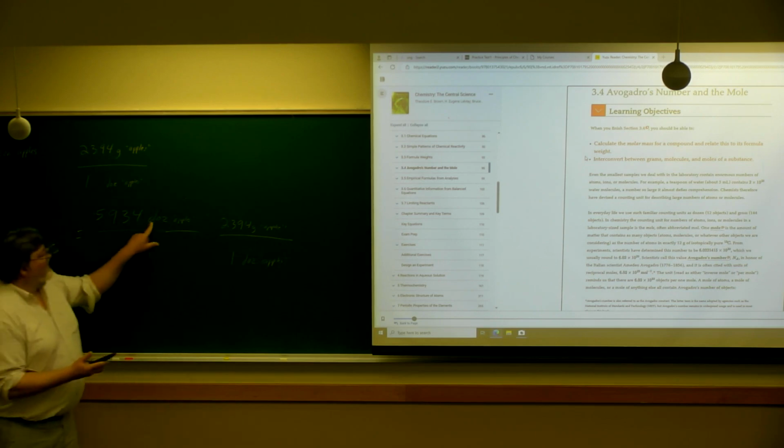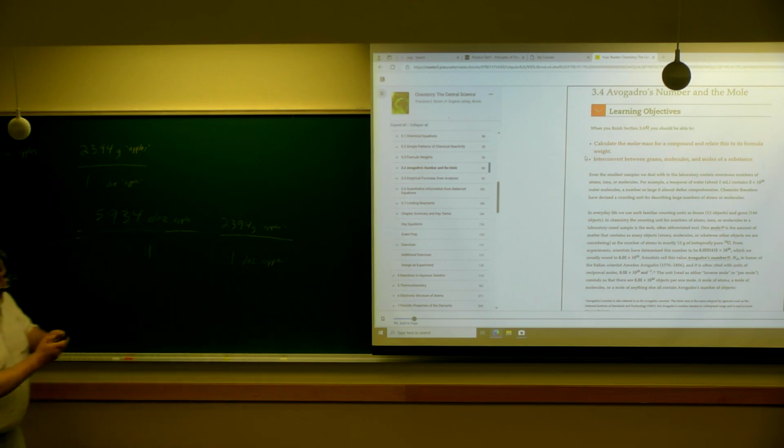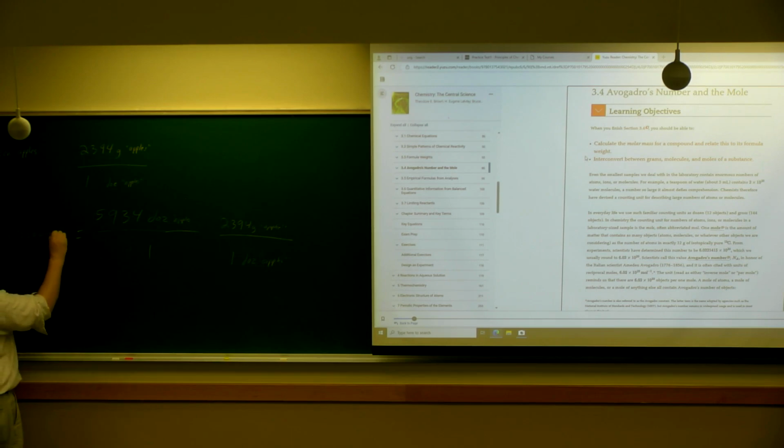Yeah, because I've got dozen apples, that will cancel. And I'll get 2, 3, 9, 4, 5, 9. That's a lot of grams. Four significant figures, so I'm going to go for 2. So they're just going to drop apples into the truck until the scale says that.